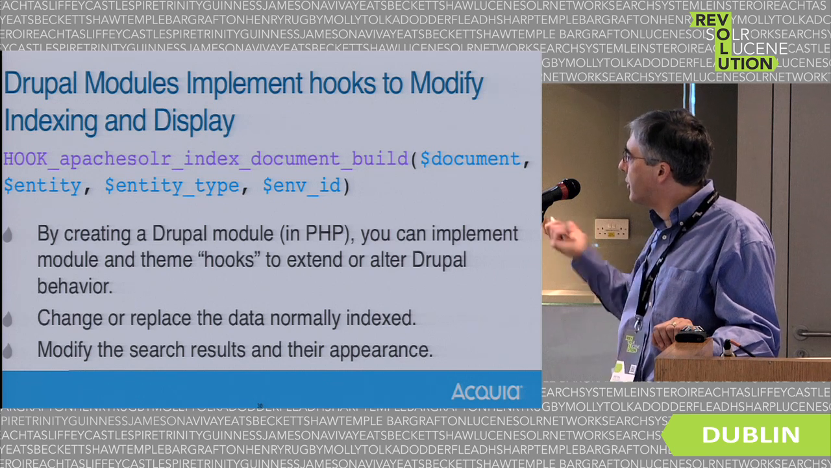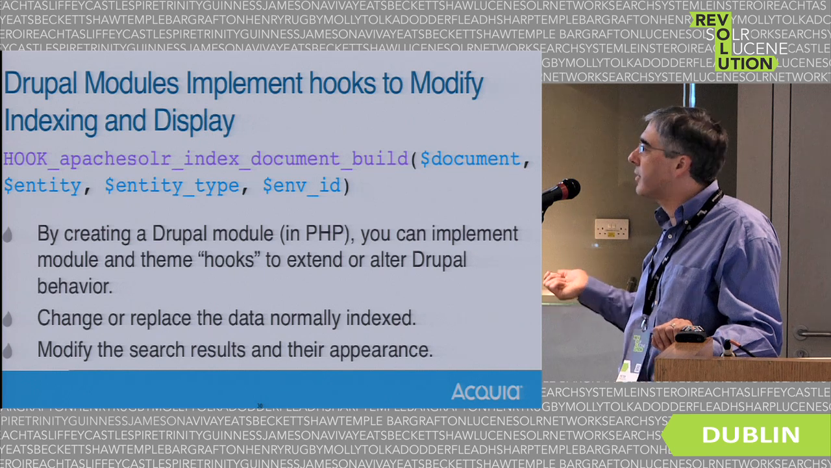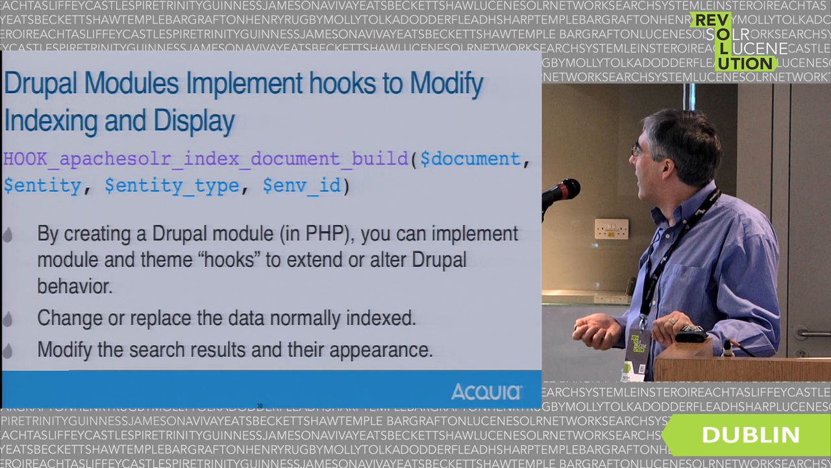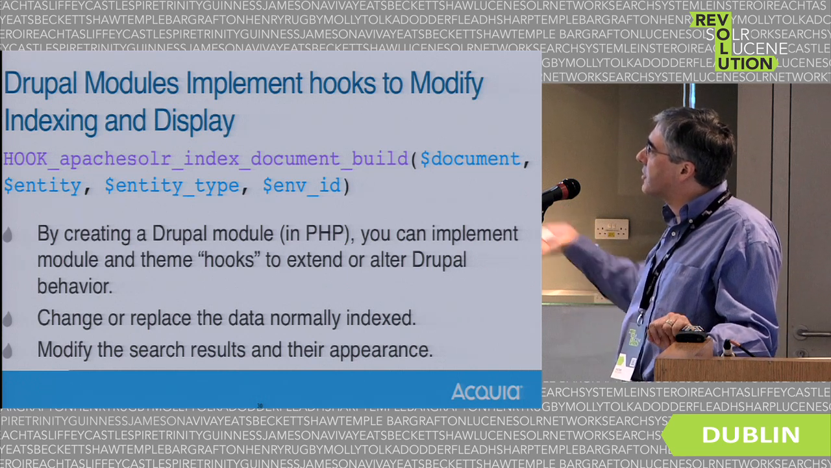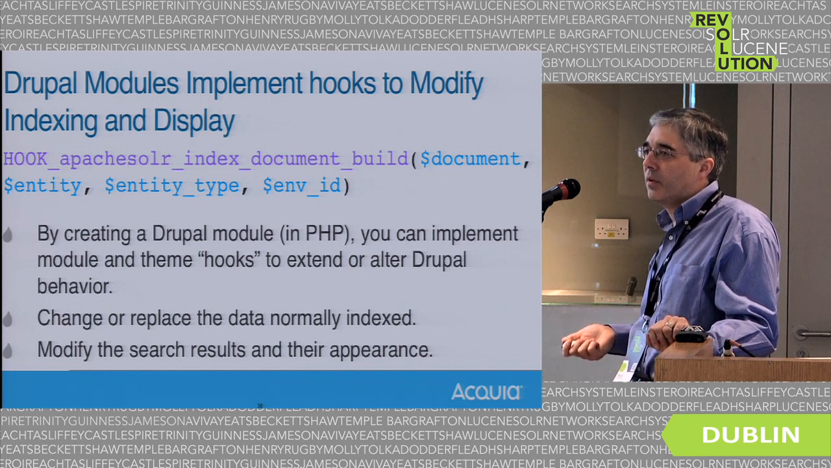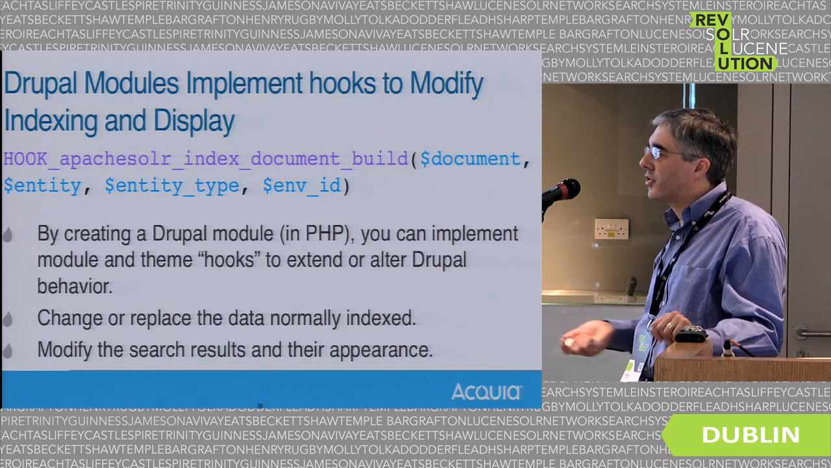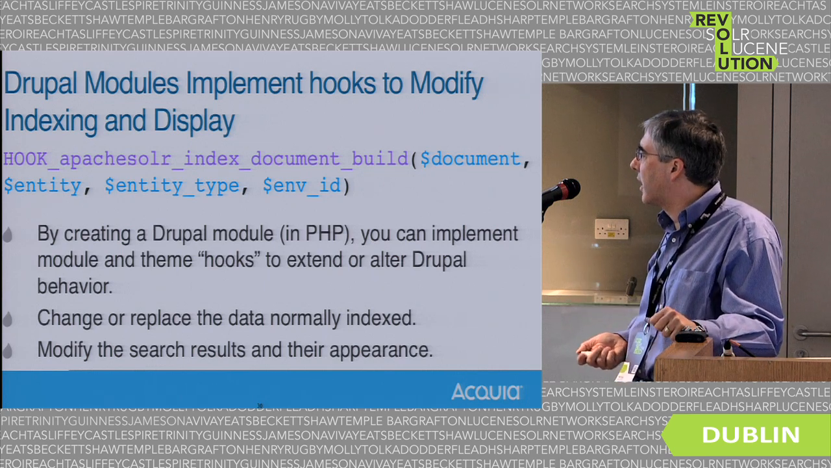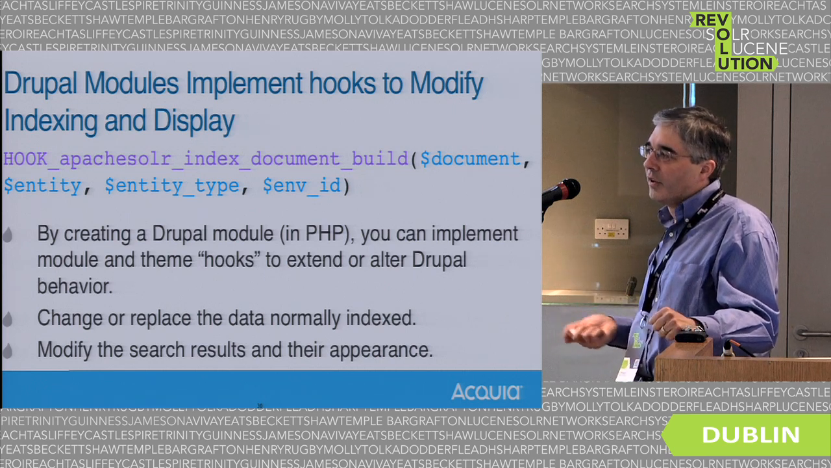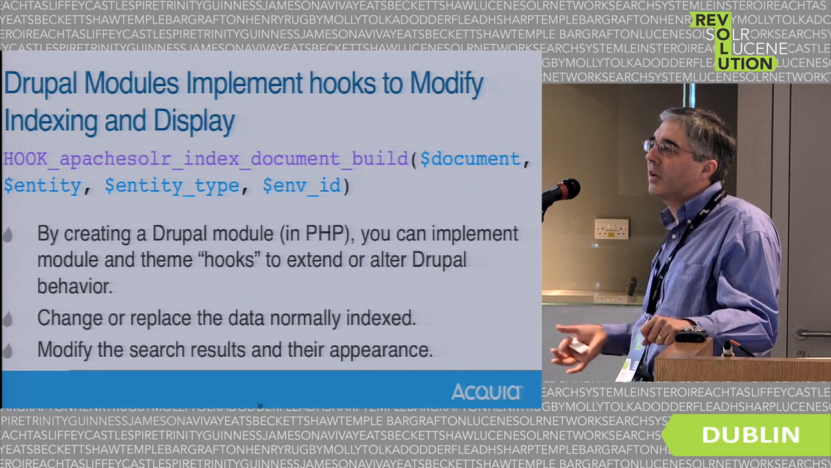So you just create a Drupal module in PHP. PHP looks enough like Java that if you're a Java developer, you can write it very easily as long as you don't worry about types. So for example, this hook I'm showing you here allows you to modify the data before it gets sent to the Solr index. If you want to add more data fields, remove data fields, or change them, you can do that using this hook. We have other hooks that allow you to modify the search results and their appearance. So really from end to end, you can intervene in any part of this code flow and customize it for your needs.